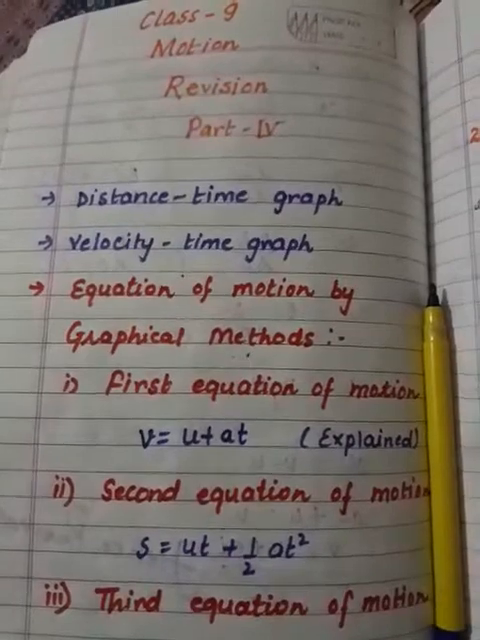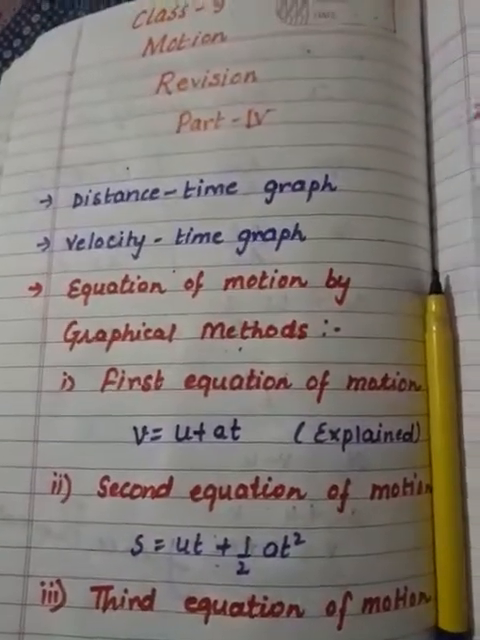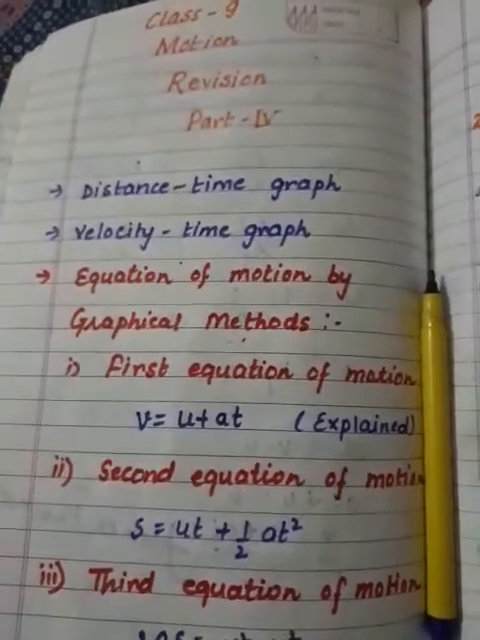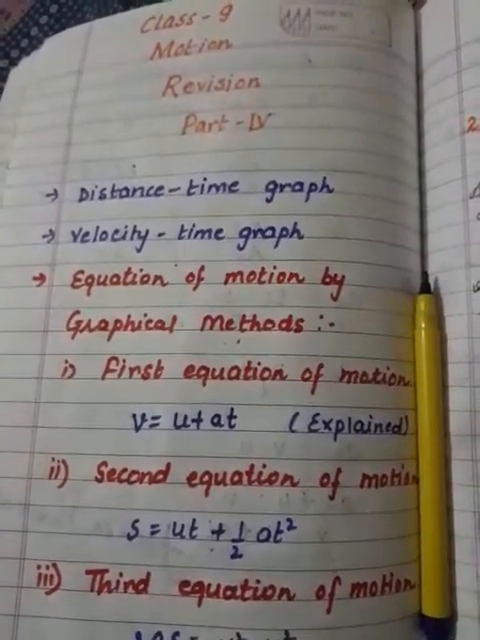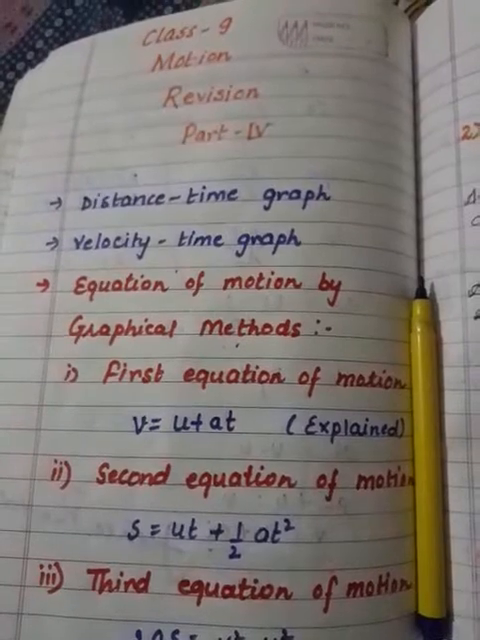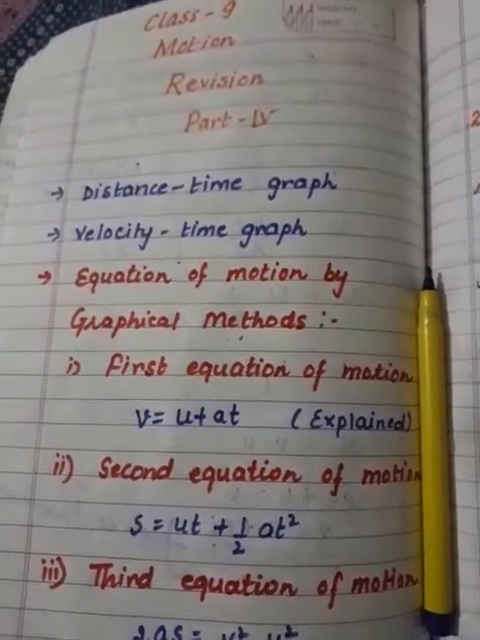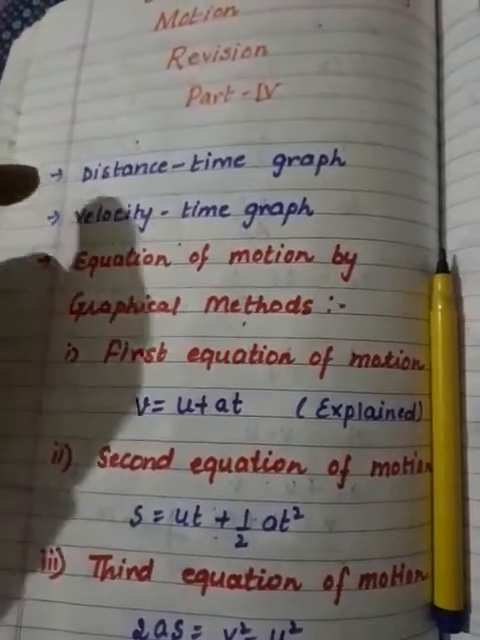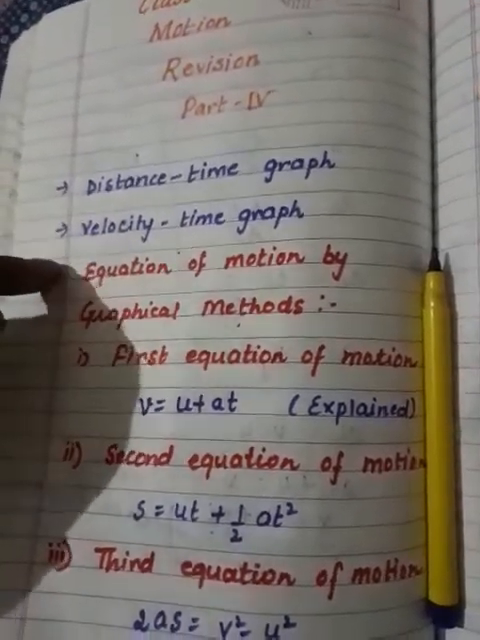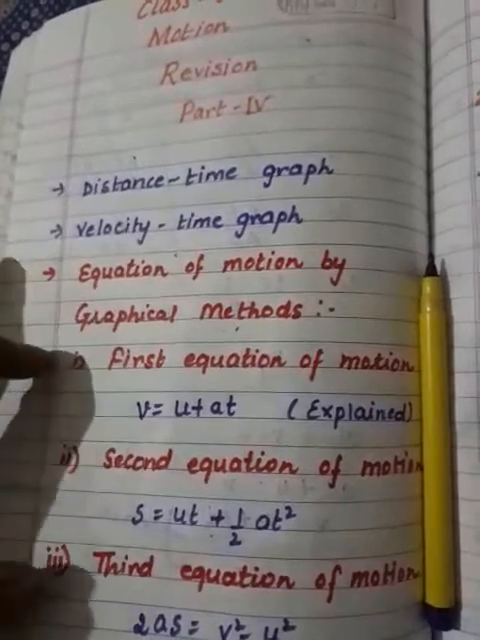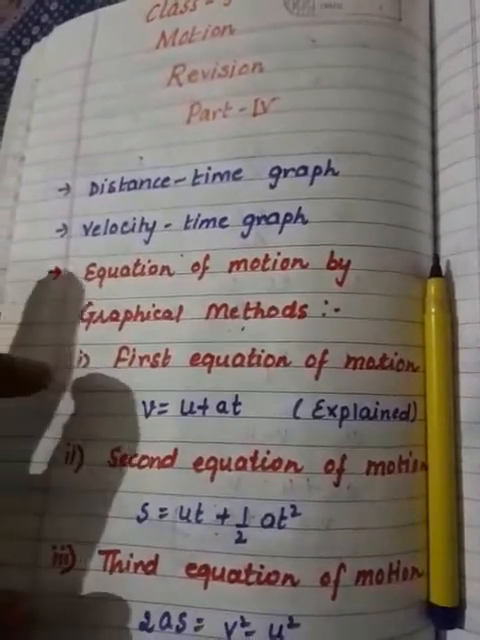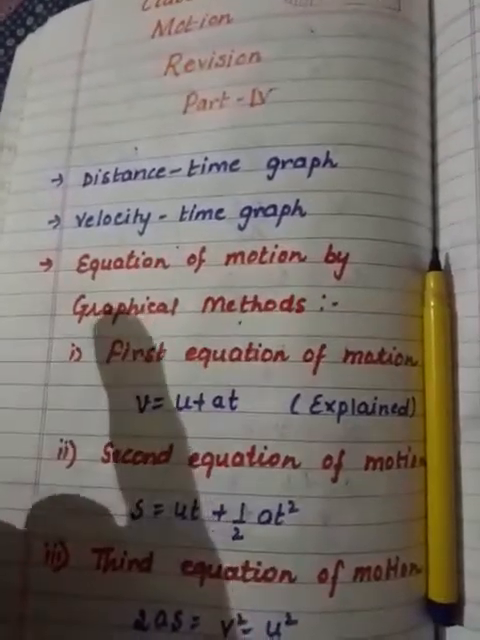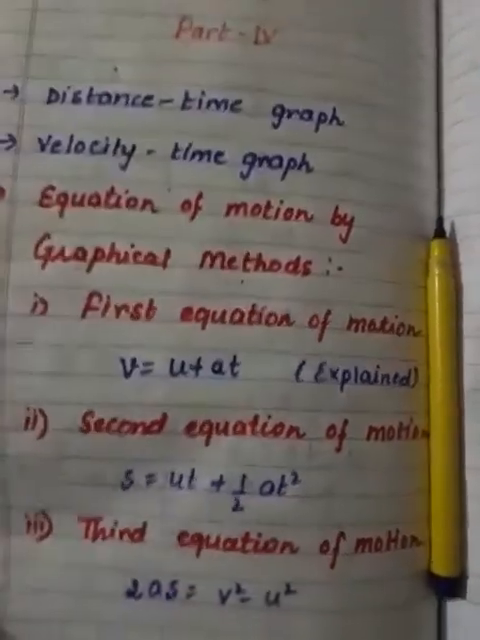Today I am going to discuss motion chapter part 5th, but before starting part 5th I want to discuss part 4th topics so that you can keep in mind all the topics and continue your studies very carefully. So in part 4th we have done distance time graph, velocity time graph and equation of motion by graphical methods. I have told you 3 equations. First I have explained also in part 4th, but second and third today we will do.